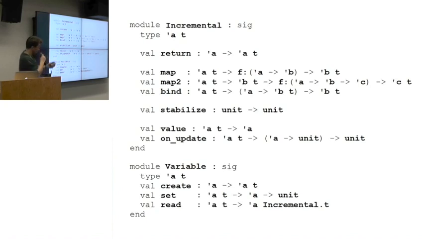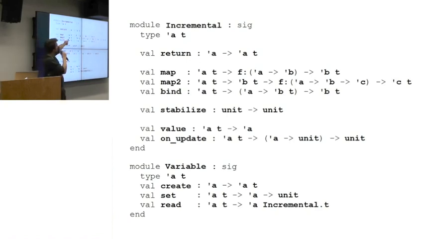But the meat of the library comes from these functions. Here's a function map, which is the crucial first bit, and probably very familiar to people thinking about monads or functional programming in general. This function takes an 'a t, some incremental that produces an 'a, and a function from 'a to 'b, and it gives you back a 'b incremental. If you have some node in your incremental graph, map is a way of creating an edge from that node to another node, where the edge is the computation f, the function you've given it.